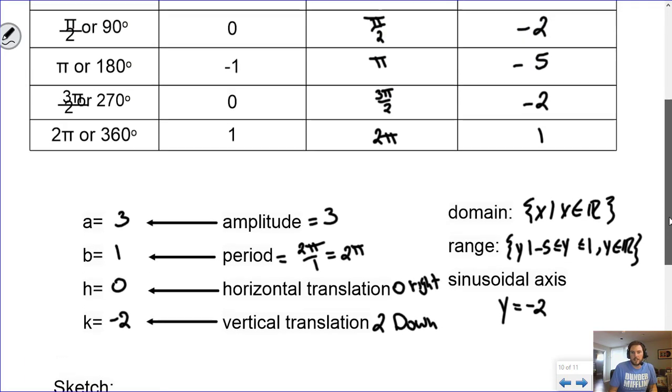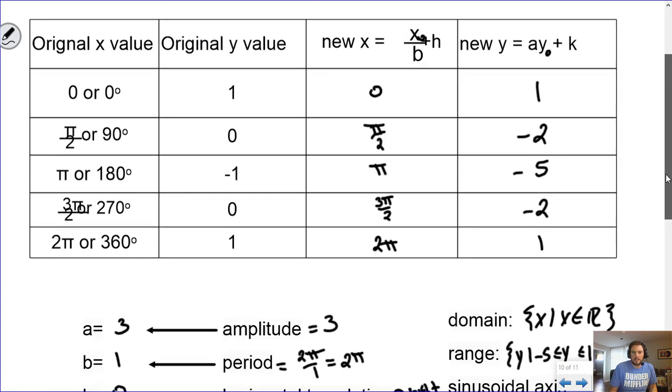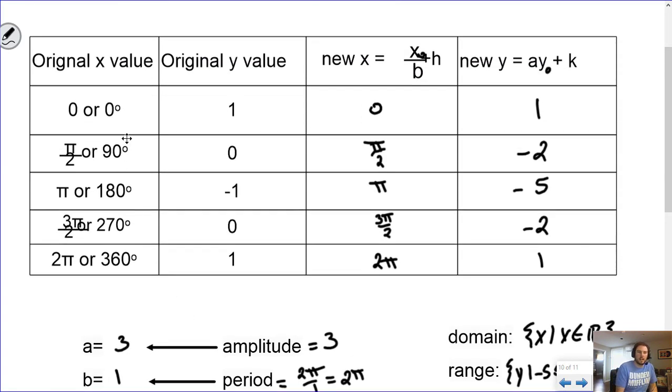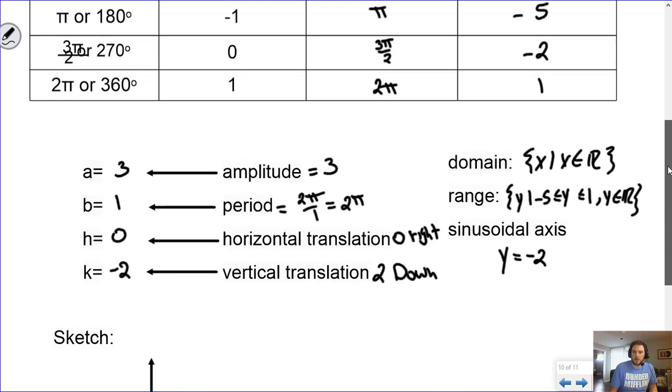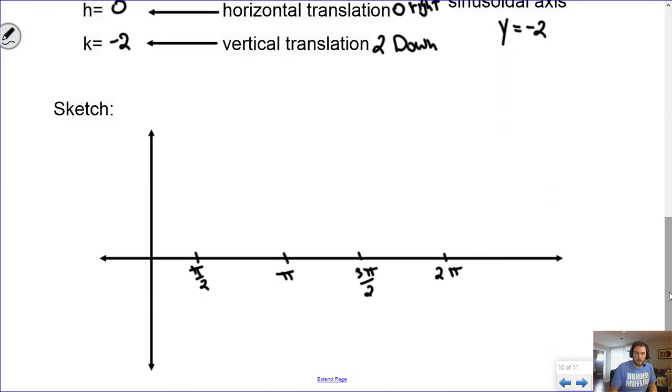So to sketch this thing, we're going to take these points and plot them. So again, pay attention to what scale you're going to need. Here, we're going from 0 to 2 pi, right? So we might want to jump by pi over 2 on the x-axis. So pi over 2, pi, 3 pi over 2, 2 pi. And on the y-axis, we're going from -5 up to +1. So 1, 2, 3, 4. -5 is down here, and +1 is here.